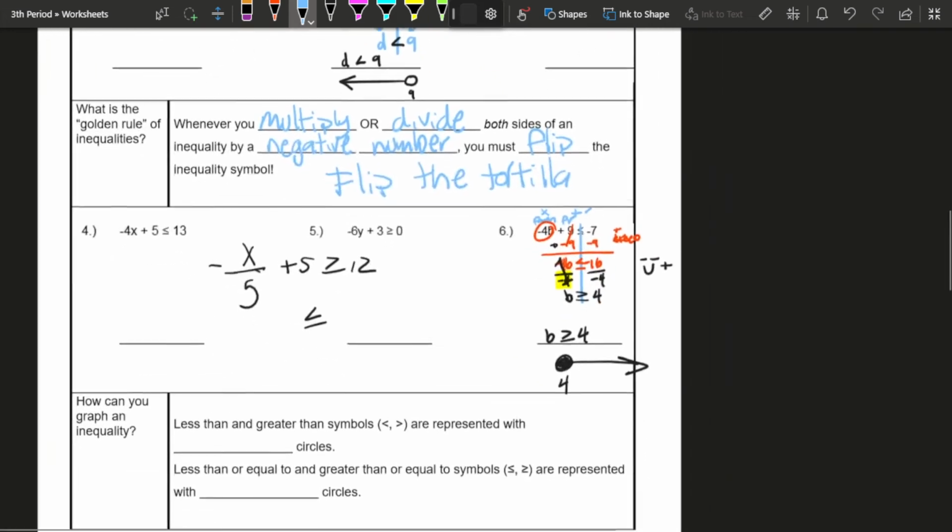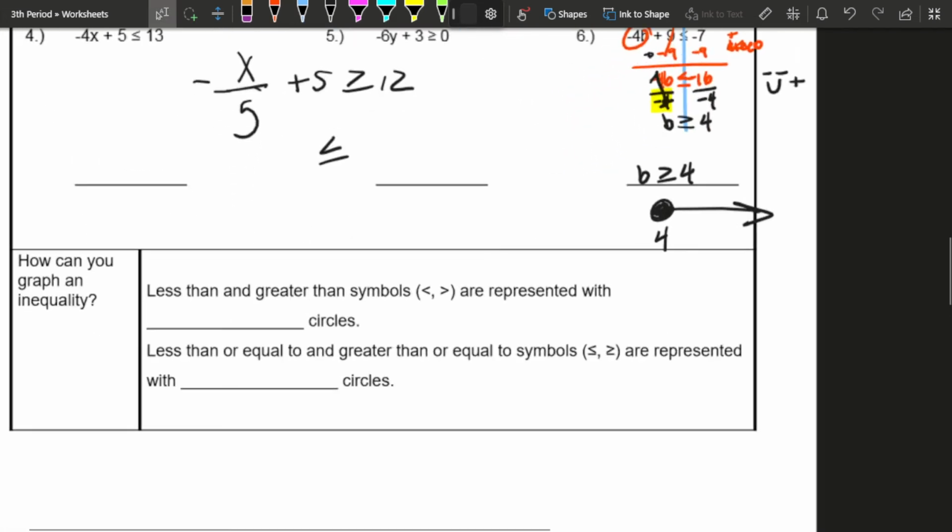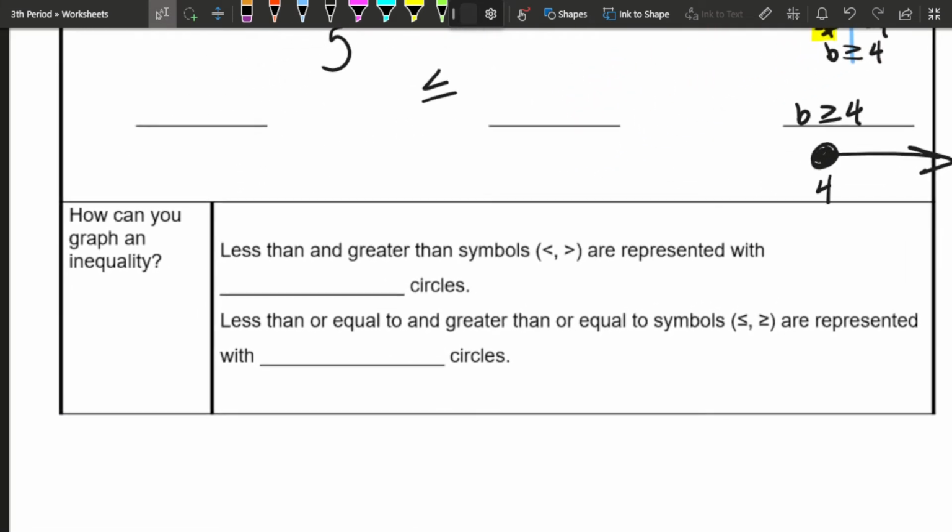Now let's look at the word problems. Oh, let's look at this first. Less than and greater than symbols are represented with what circle? These two symbols right here. Open circle, very good. And these two are represented by closed circles. Very good.